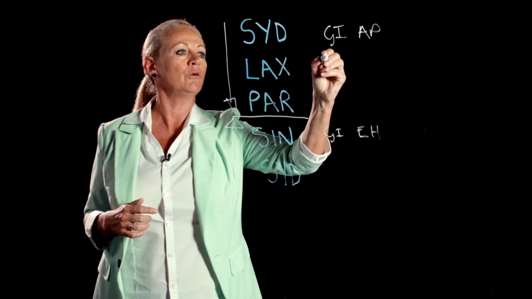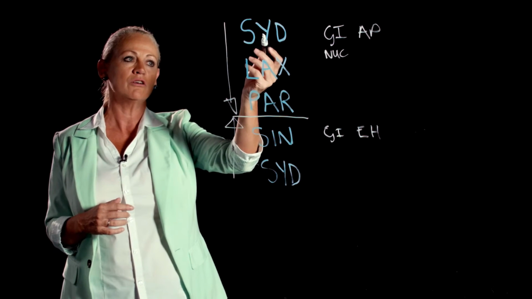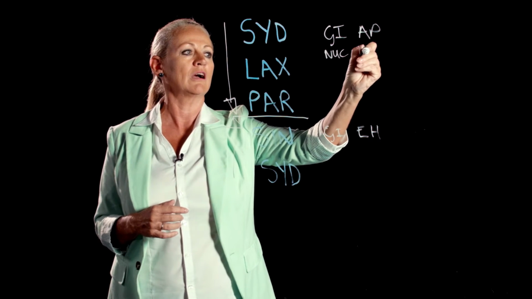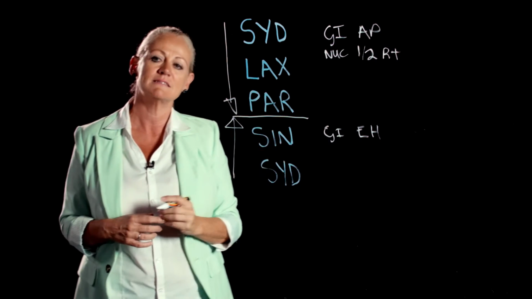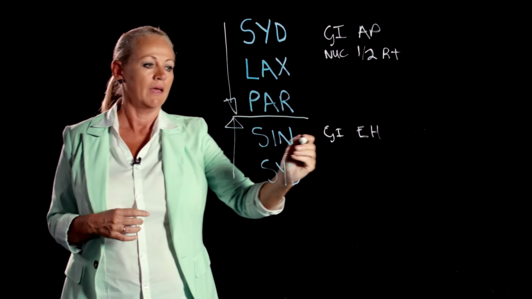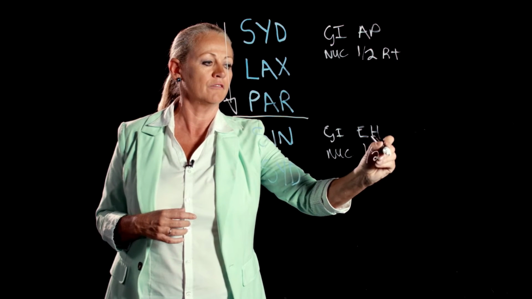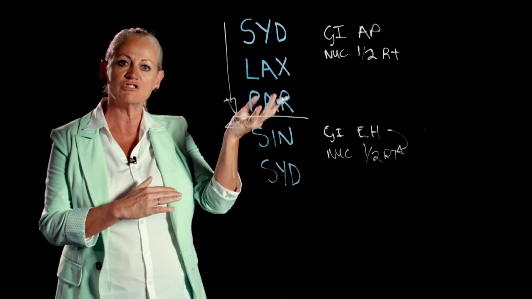So when you then go to look up your fare or your NUC, you have to make sure on your outbound, you look up Sydney to Paris, you look up half a return AP Sydney to Paris fare. And coming in on the inbound, you look up half of a return EH. So we've got our differences showing.